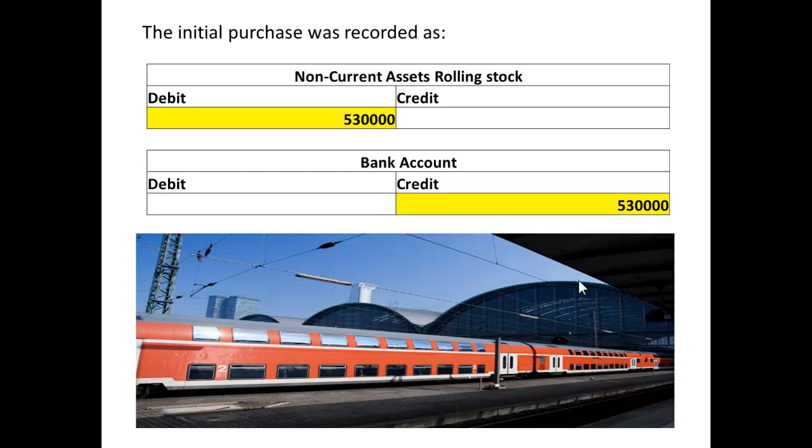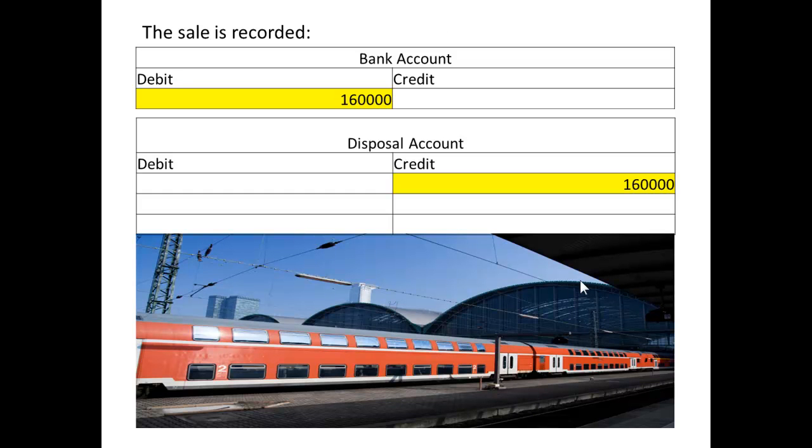Initially, remember, the purchase of the rolling stock would be recorded by a debit. In this case, we've debited the non-current assets for rolling stock, and if it was paid for by cash, it would be a credit to the bank account. So that would be the initial record. Now, let's look at all the records associated with the disposal.